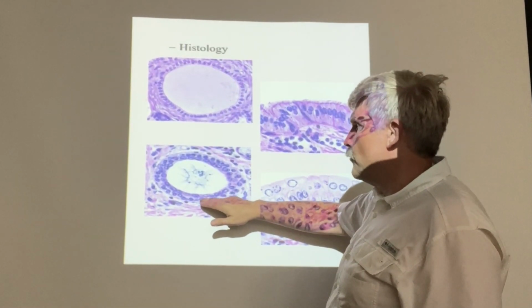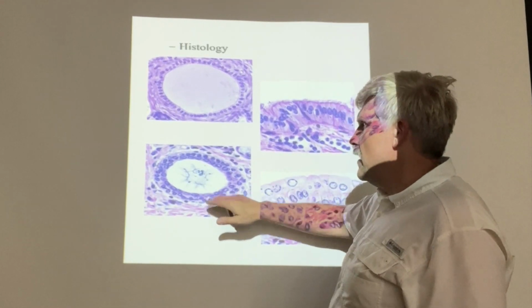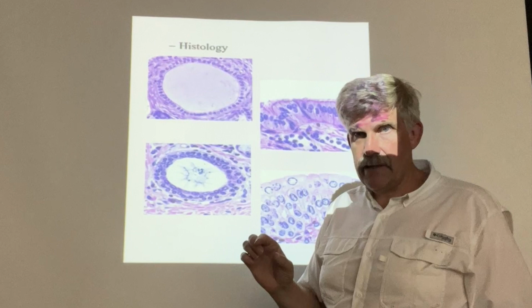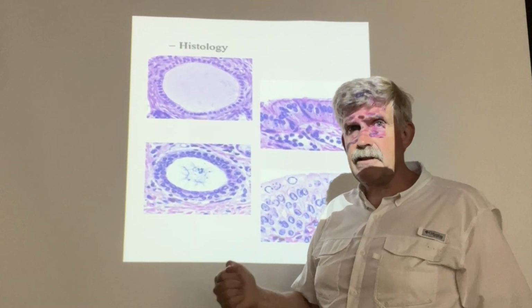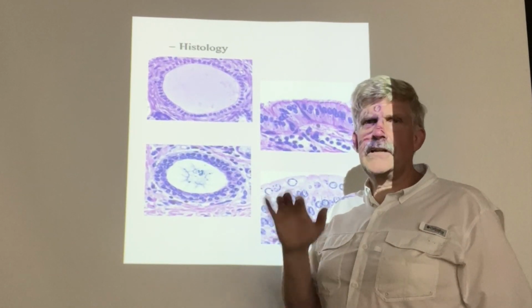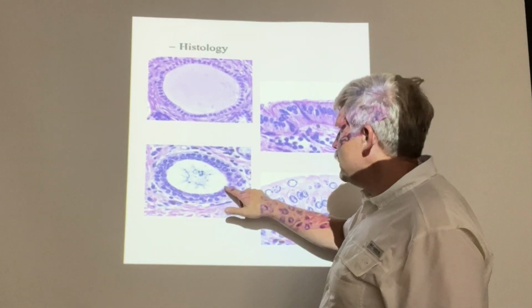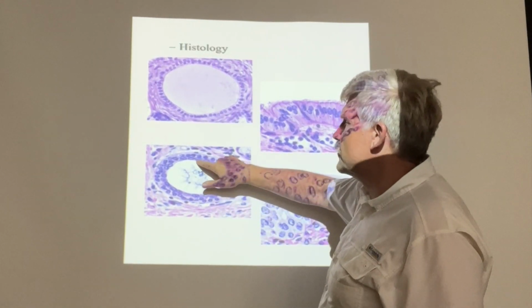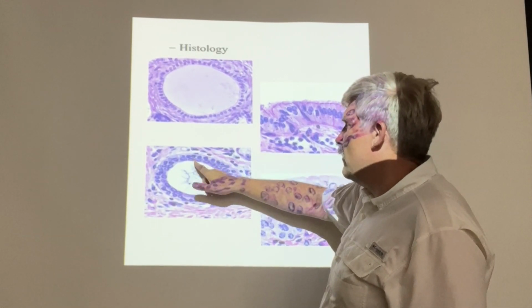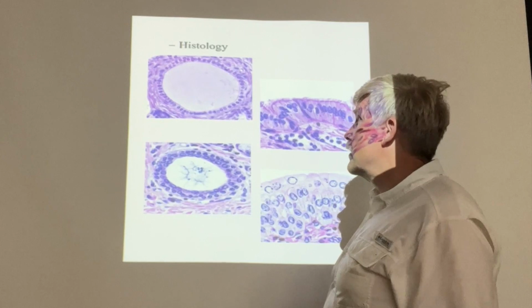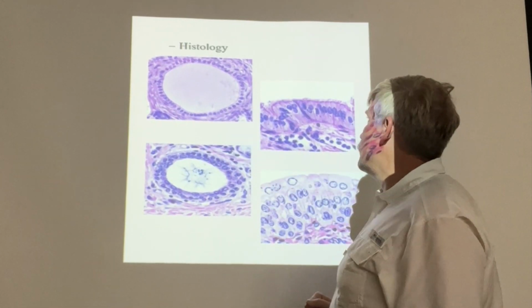Stratified because there's more than one layer of cells, and the top layer, when I'm looking at the shape that I'm going to assign to the epithelial tissue, I always look at the top layer or apical layer. And these cells up here at the top, they look square. They look about as high as they might be long, and so this is going to be stratified cuboidal, this is going to be simple cuboidal.